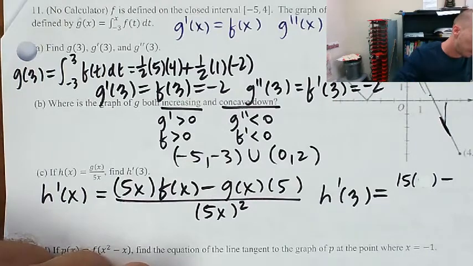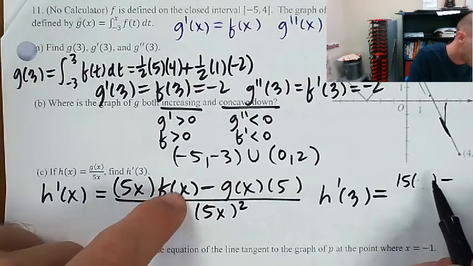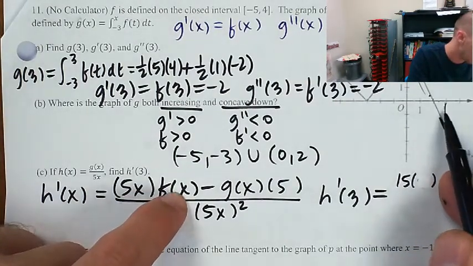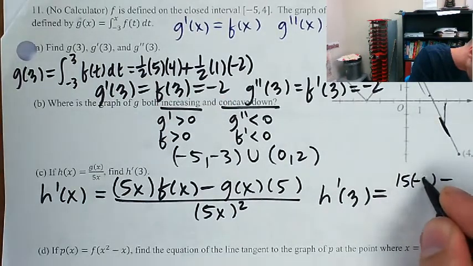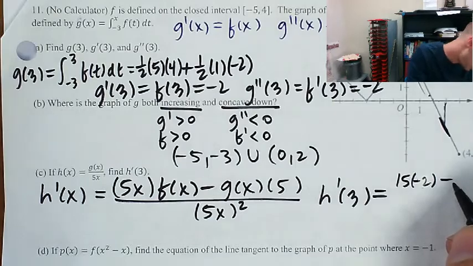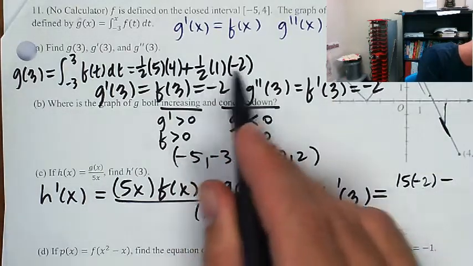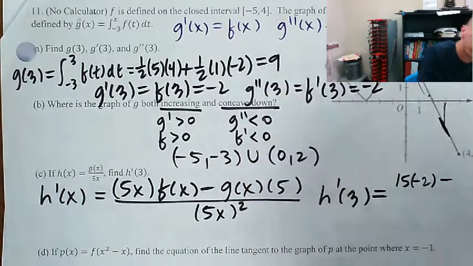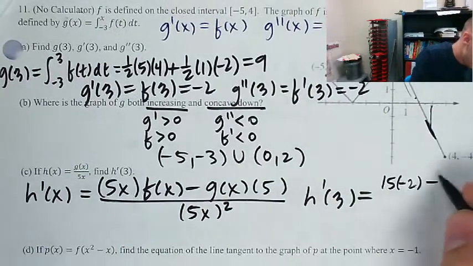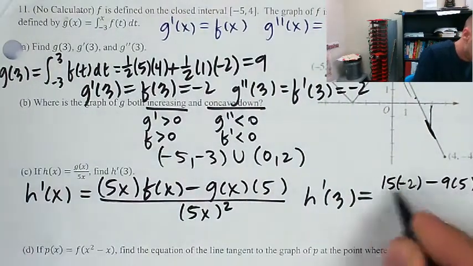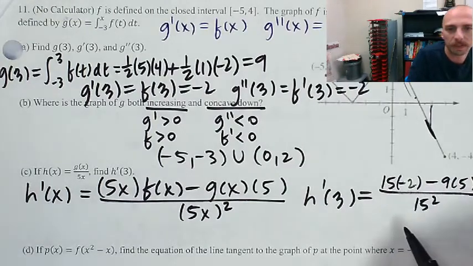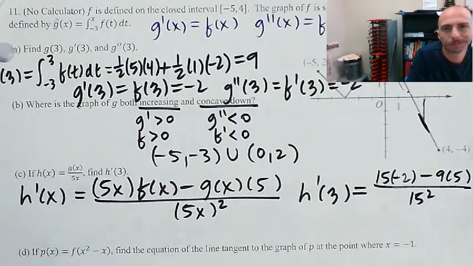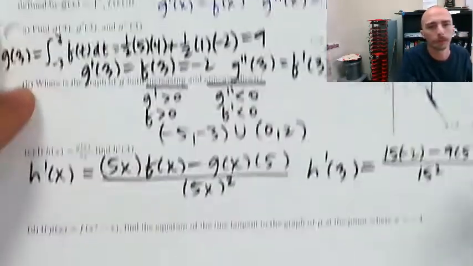So I've got my 15, and I'm going to be multiplying by f of 3, which we determined was negative 2 right there. Minus g of 3. G of 3 is what I computed to be 9 right here. Minus 9 times 5 divided by 15 squared. And although I do know that, I know all of these pieces, and you probably could simplify if you wanted to, I'm not going to.